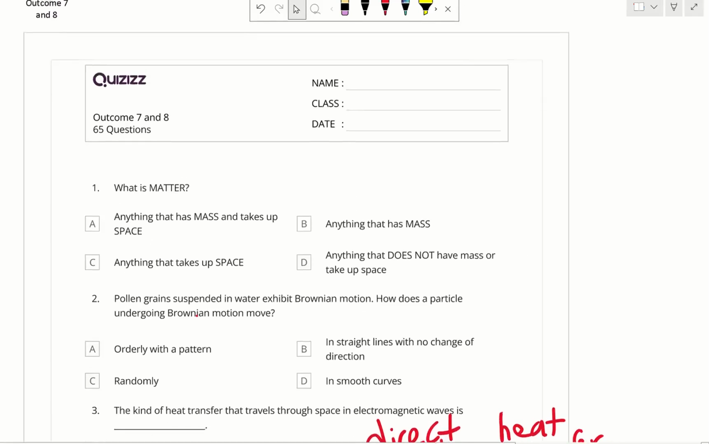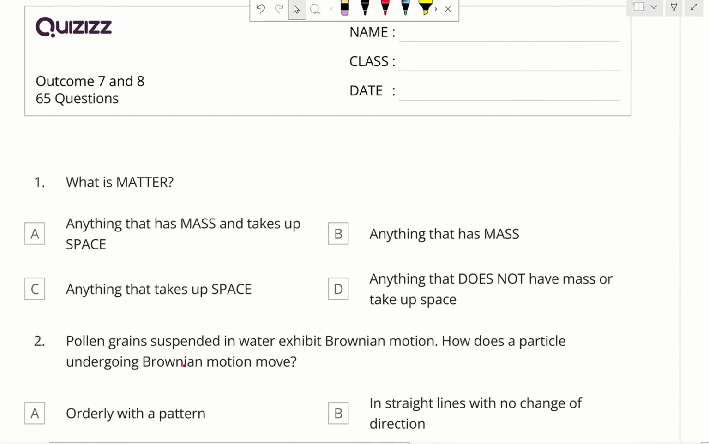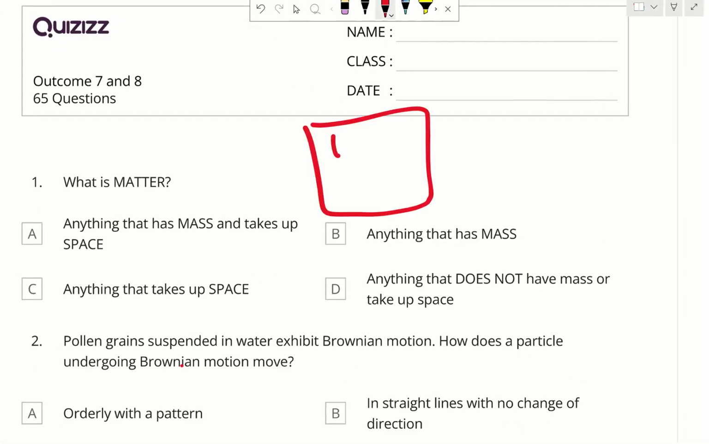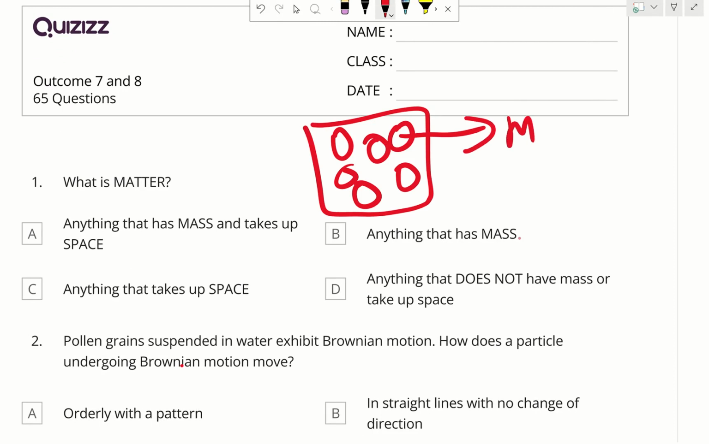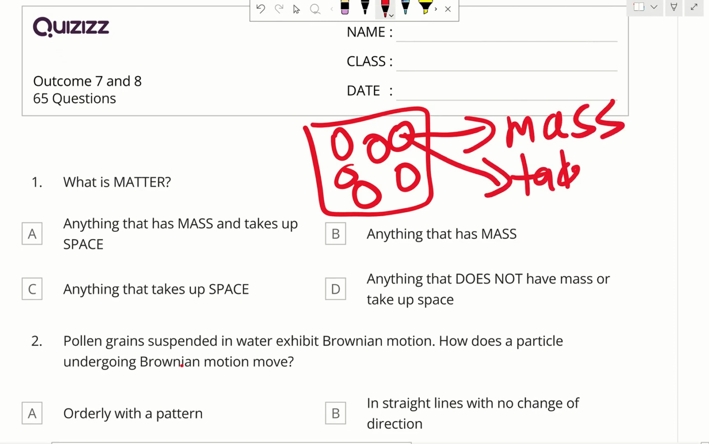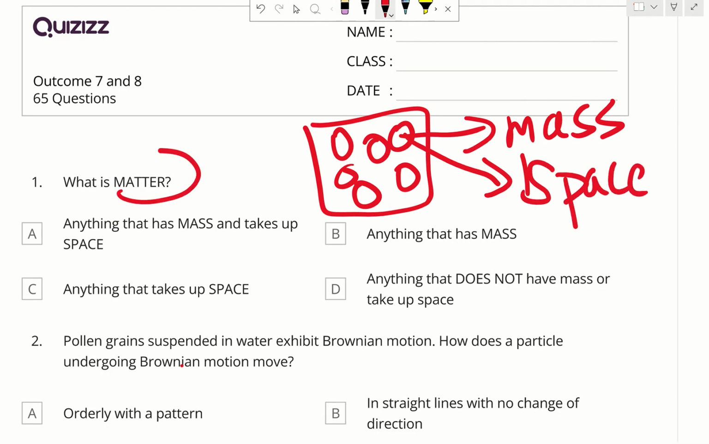Okay, revision for outcome 7 and 8. Number 1 was matter. So matter is the little particles, or are the little particles when you zoom in to any object. These have mass and they take up space. Or just, I'll write the word space. So when you see the word matter, mass and space go with it.